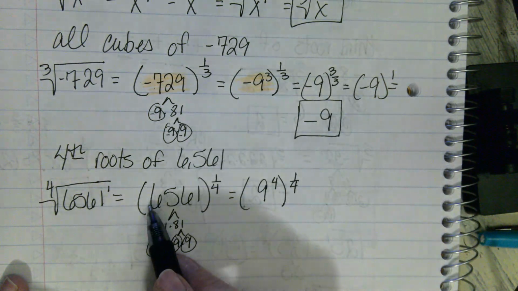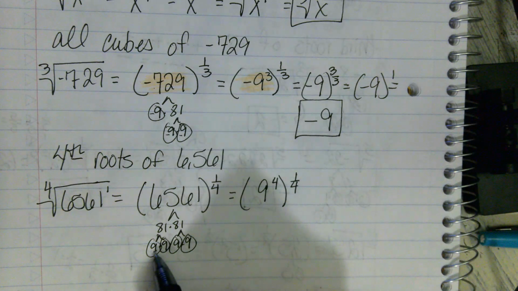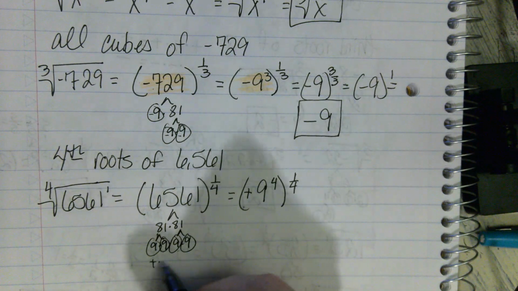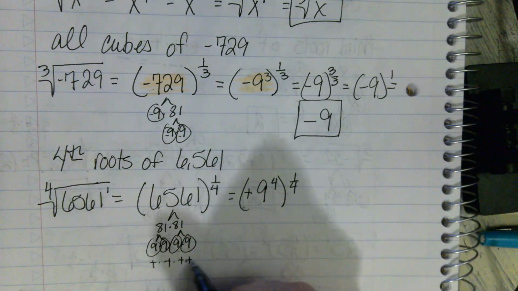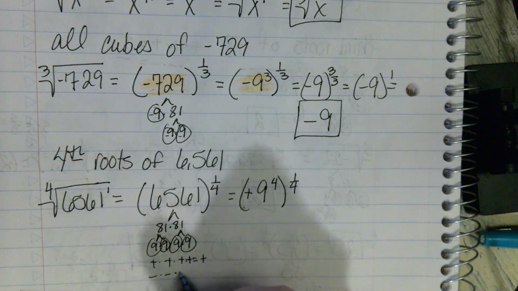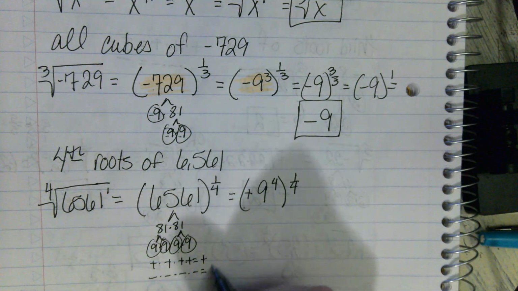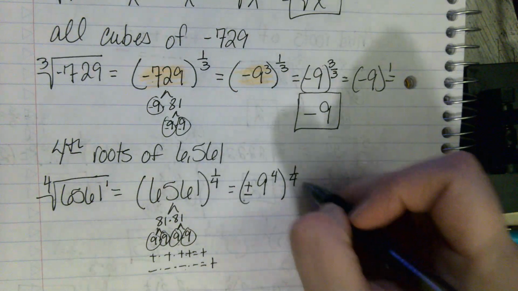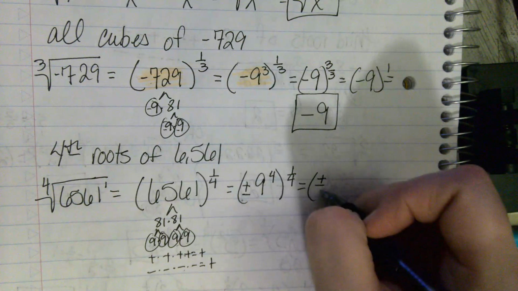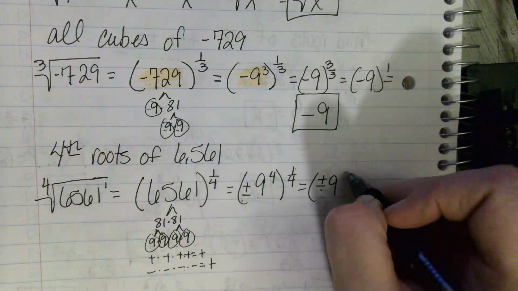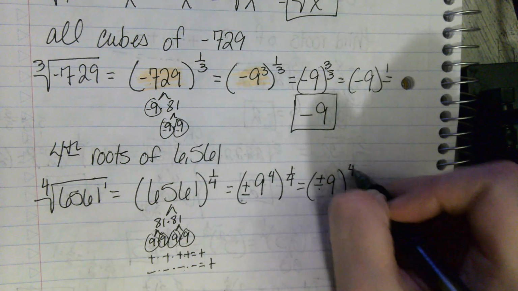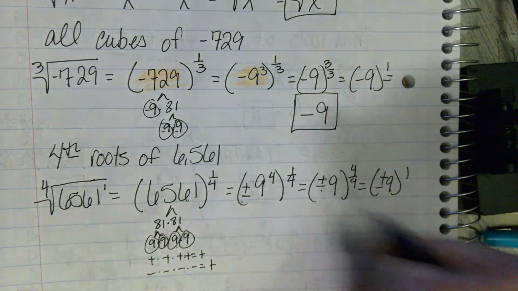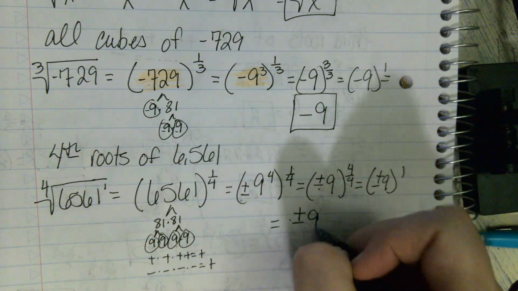And since it's positive, then they could all be positive. But they could also be negative, right? Because a positive times a positive is a positive. If I have an even amount of negatives, that's also going to give me a positive. So it could be plus or minus 9. 4 to the 1/4 power is 1. Well, I'll go ahead and put it as 4 over 4, which is 1. So my answer is positive or negative 9.